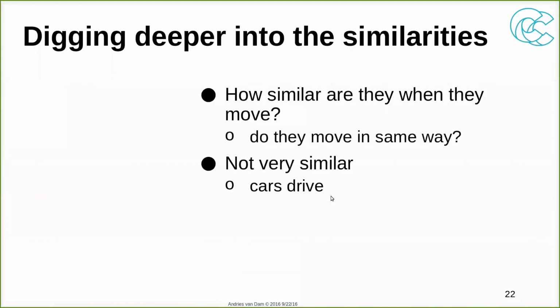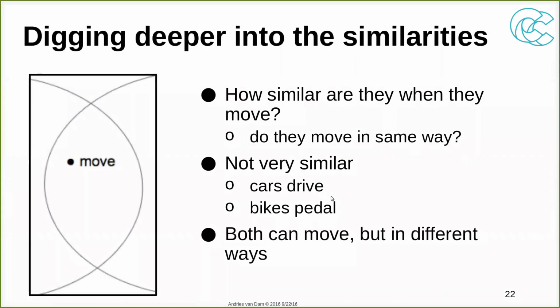So now let's focus on the similarity part, which is the move. There are a couple more questions that you need to look at. For example, how similar are they when they move? Do they move in the same way or in different ways? And what is the mechanism that is used to move? So cars drive and bikes pedal. In that sense, both can move, but they are different from each other in terms of their movements or the mechanism to move and so on.